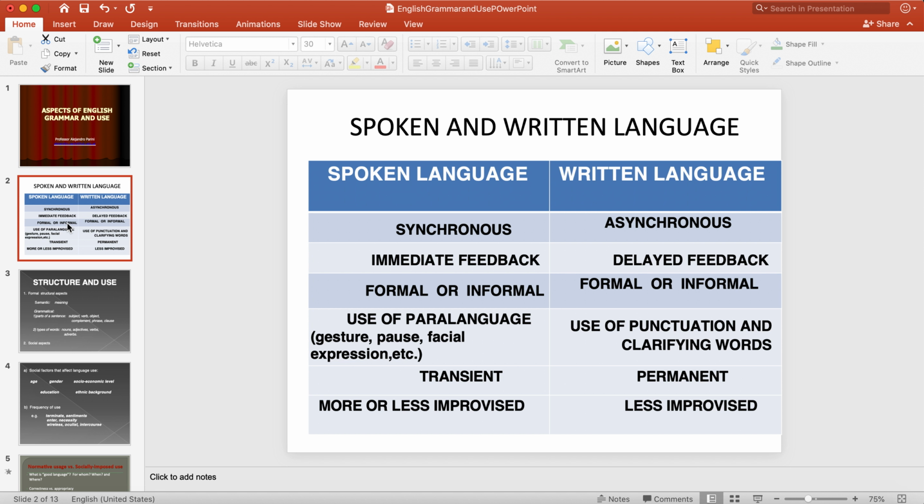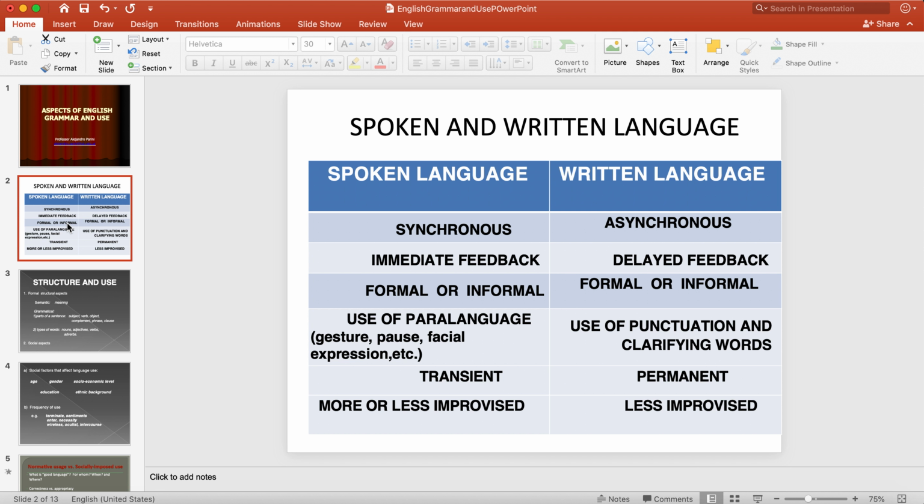So as you can see, spoken language is synchronous, so obviously it takes place in real time. If you think of conversation or any other kind of spoken language, a lecture, speech, etc. Written language, on the other hand, is asynchronous, so it's delayed. I send you a note, and then of course you read it, and then you answer back, or an email, or even a text message.